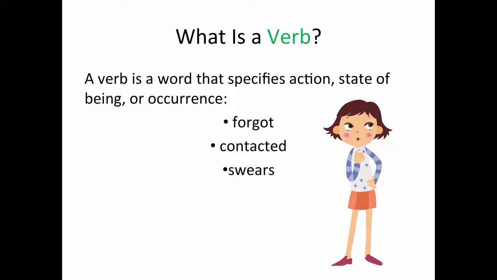When trying to determine if you have a complete sentence, first, look for the verb. The verb is a word that specifies action, state of being, or occurrence. There are lots of different verbs in the English language. Here are just a few examples. Forgot, contacted, and swears are all common verbs.